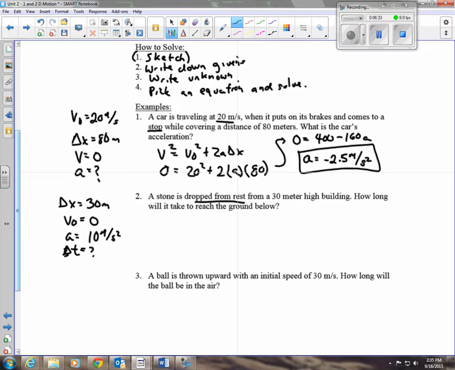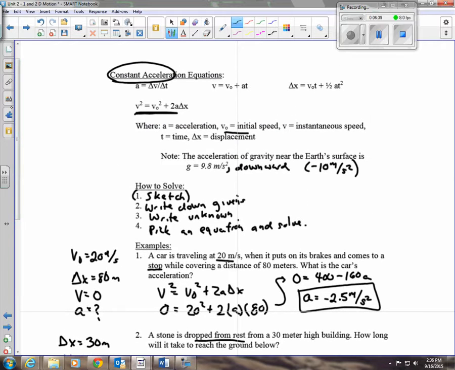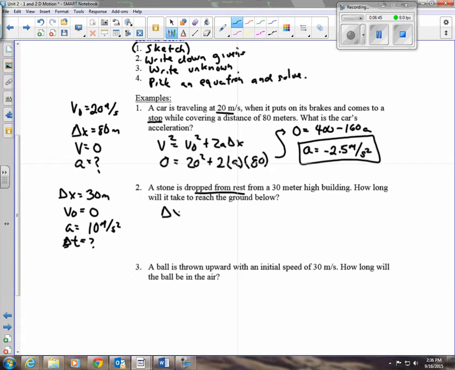So when I look at my equations, I want the one with x, v0, a, and t in it. If I go and look up here, it turns out it's this long one right here, the delta x equation. So delta x is v0t plus 1/2 at squared. So then I can say 30 equals v0 is 0. So this whole part's going to be 0. No matter what my time is, 0 times the time is 0. So I don't have to worry about it. 1/2 times 10 times t squared. If I do my algebra right with this, I'm going to end up with 6 is t squared. So the t is going to be 2.45 seconds.